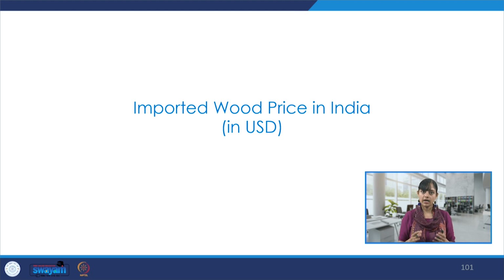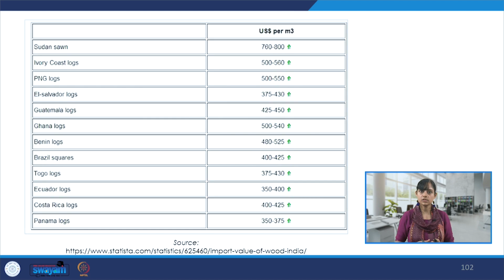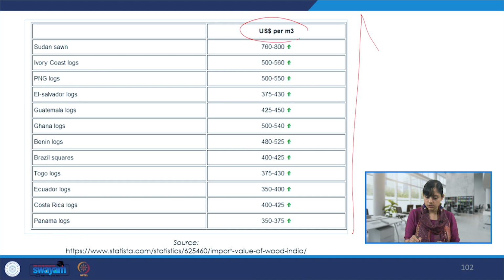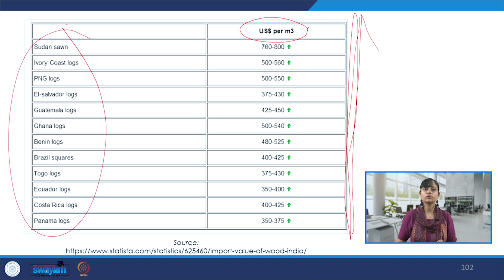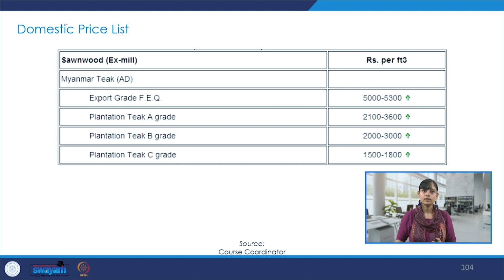Just to give some idea of wood price, I have just tried to procure this from some sources and it will give you a broad idea. This is US dollars per meter cube, and you can find the different range for different kinds of woods over here. These are some more varieties. So this is Myanmar teak we were talking about. It's quite exquisite. So we see the export grade over here, expensive.